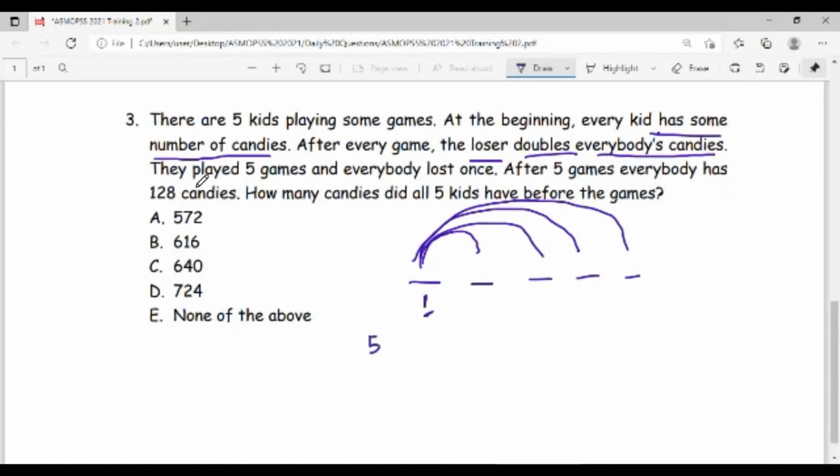So we can say that the number of candies is just 5 times 128, because we know in the end everybody has this many candies. So that is equal to 640 candies, which is option C.